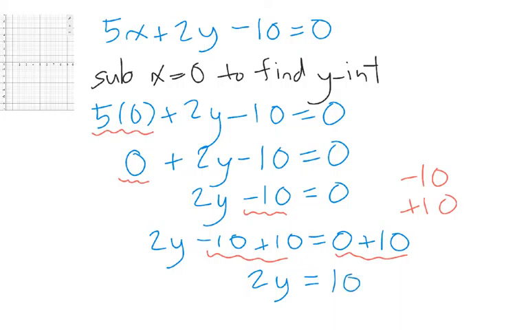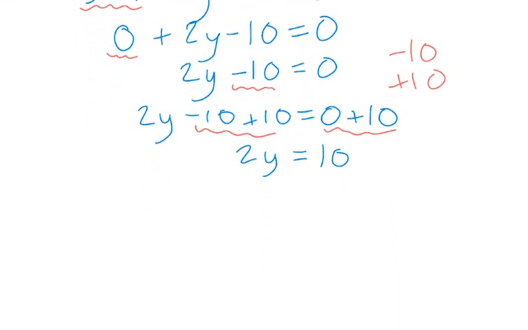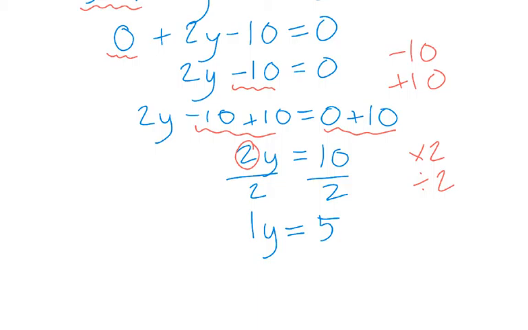We're almost finished, but our variable of y is still stuck with this coefficient of 2. Remember, that is multiply by 2. To get rid of it, you want to do the opposite. You want to divide by 2. Therefore, we're going to divide both sides by 2. 2 divided by 2 is 1. 10 divided by 2 is 5. Remember, anything multiplied by 1 stays exactly the same, so y is equal to 5.